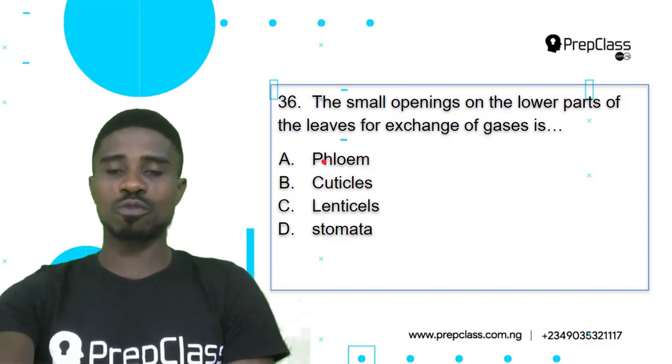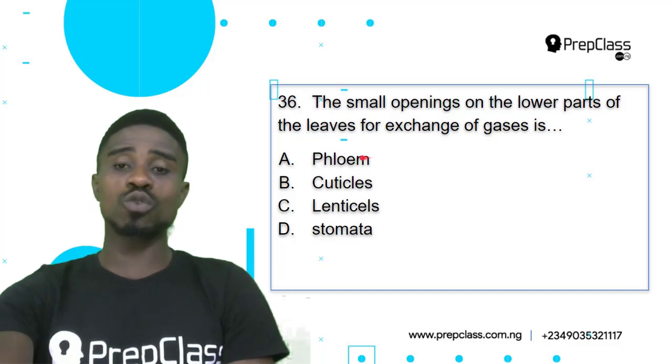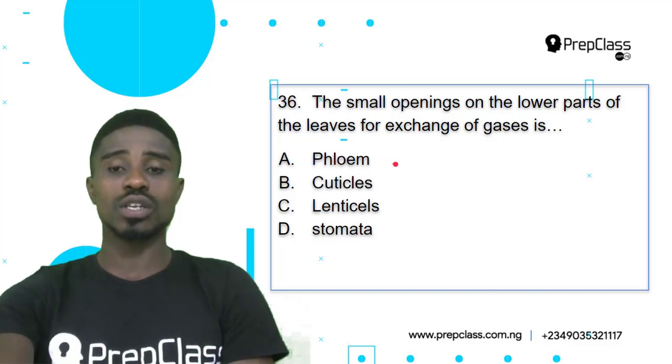Now, starting with phloem. Phloem is a vascular bond, just like xylem is also a vascular bond. They help to transport materials within the plant. So phloem transports food materials within the plant. So this is not our correct answer.